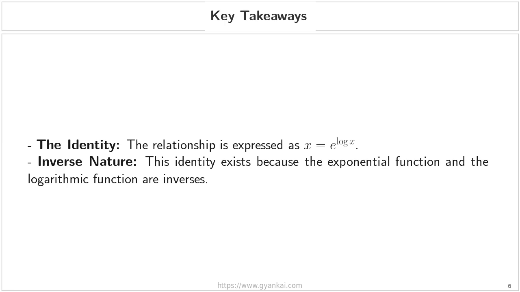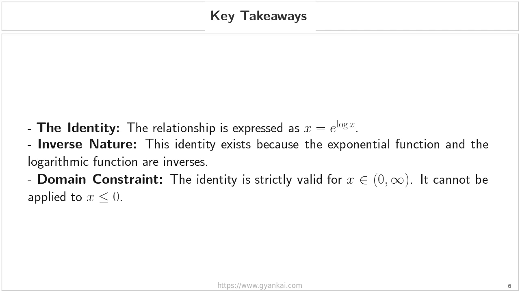Secondly, it is important to remember the why behind this. This identity exists because the exponential function and the logarithmic function are inverse functions. As we discussed at the start of this lesson, they essentially undo one another. Third, we must be mindful of the domain constraint. This identity is strictly valid for x values in the interval from 0 to infinity.